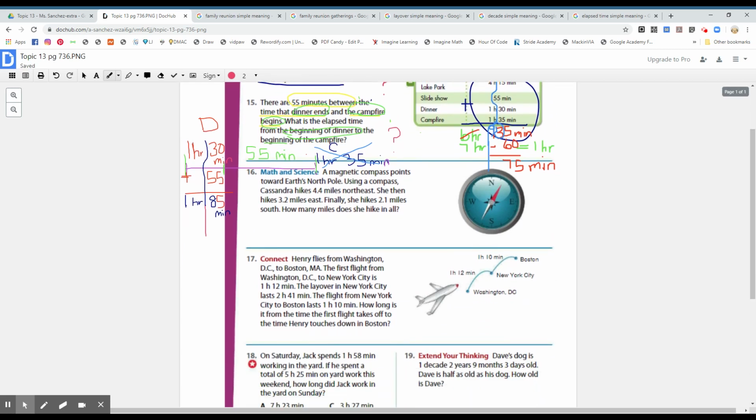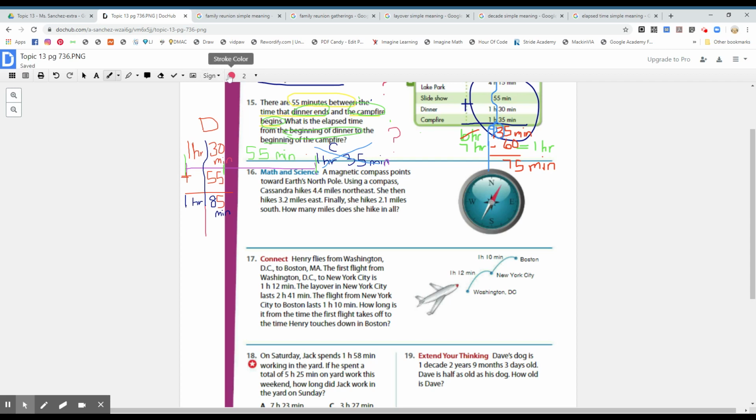Let's go to number 16. Math and science. A magnetic compass points toward Earth's North Pole. Using a compass, Cassandra hikes 4 4/10 miles northeast. She then hikes 3 2/10 miles east. Finally, she hikes 2 1/10 miles south. How many miles does she hike in all?